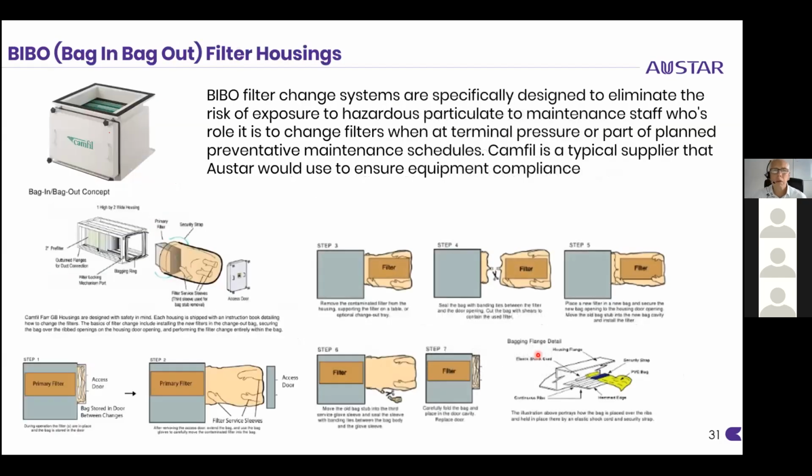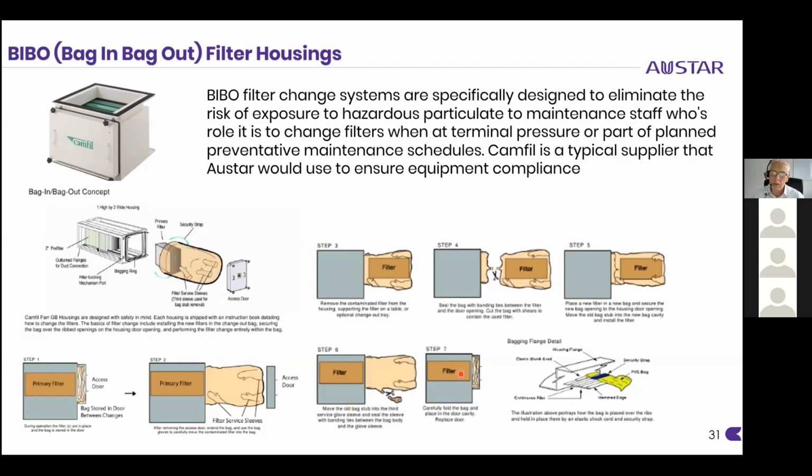Bag in, bag out filters are a system that protects maintenance staff when they want to change out the filters. I won't talk the whole way through it, but basically we can transfer a contaminated filter out of a filtration system, lock it totally away in a plastic bag and send it away for disposal. We can never break this containment line here. We can place a new filter into the system. We can then take away the waste, and then we can go back into production.